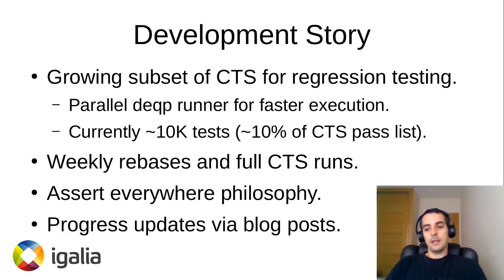Right now, with Vulkan 1.0 almost ready, we have around 10,000 tests working, and they run in around 10 minutes. But at the same time, we are not including all the possible tests. So during the week, we run the full CTS 2 or 3 times per week, more or less.